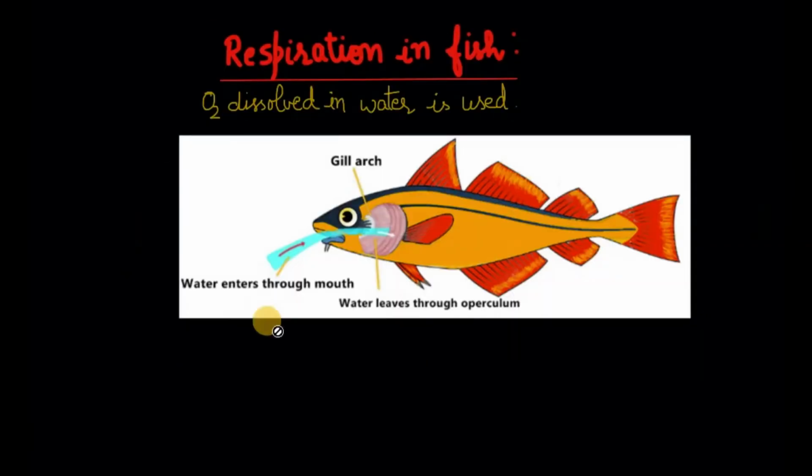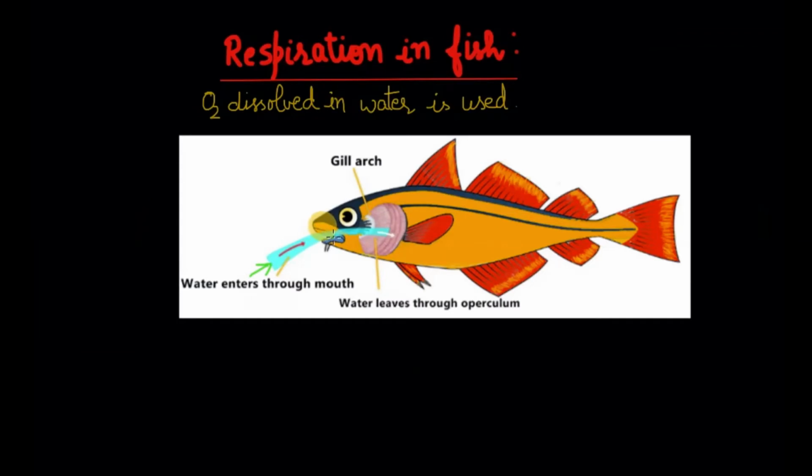Let's discuss respiration in fish. Fish is an aquatic organism. It cannot consume oxygen from air. So it consumes oxygen dissolved in water. So what happens? Water enters through the mouth, and this water has a high concentration of oxygen in it.